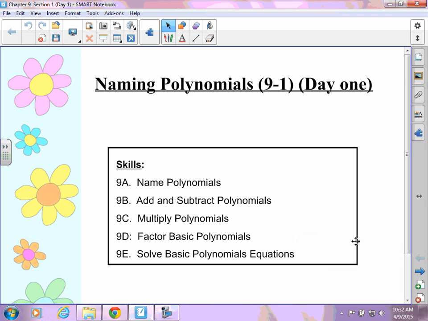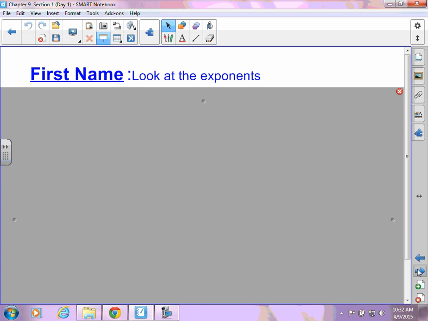Today we're going to do section 9.1, day 1, naming polynomials. You'll notice this next chapter has 5 sections. The first standard is naming polynomials. Now, polynomials have a first name and a last name.